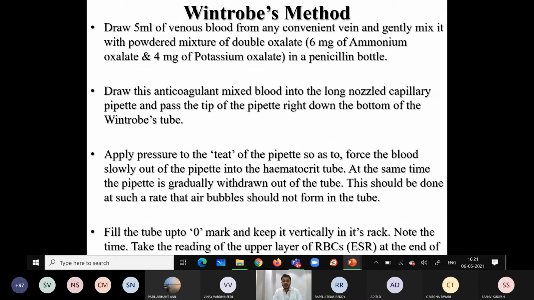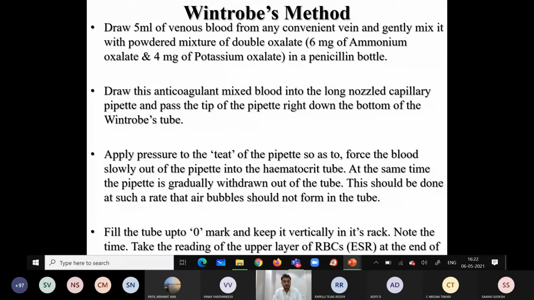So coming back to the topic proper, you have to draw this anticoagulant mixed blood into the long nozzle capillary pipette and pass the tip of the pipette right down the bottom of the Wintrobe's tube. Now you have to apply pressure to the teat of the pipette so as to force the blood slowly out of the pipette into the hematocrit tube. At the same time, the pipette is gradually withdrawn out of the tube. This should be done at such a rate that air bubbles should not form in the tube.